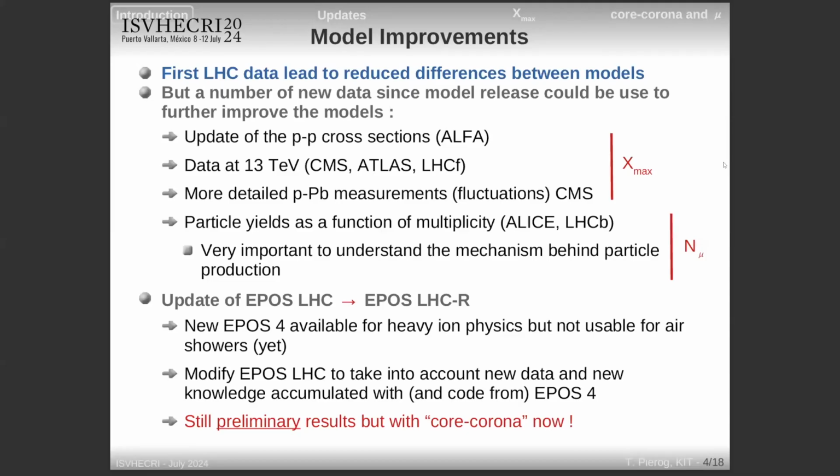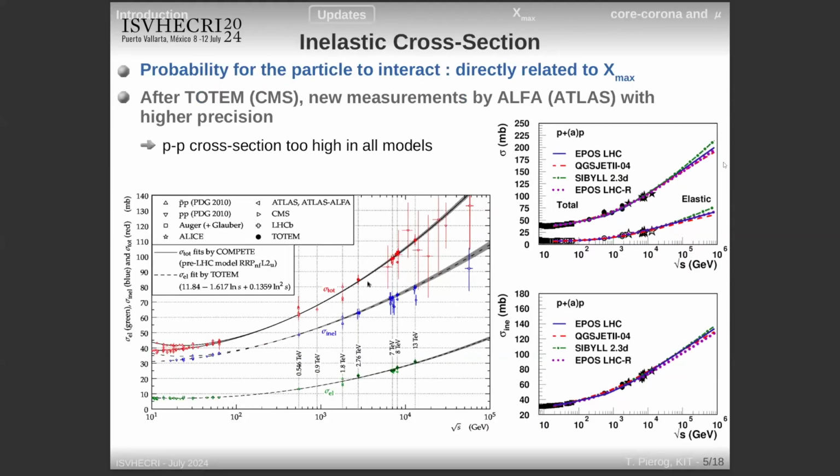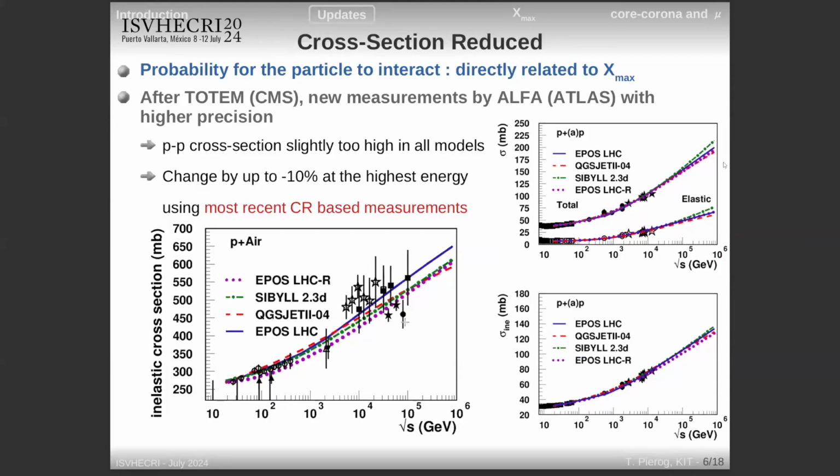So what I show today is still preliminary, but it for the first time includes the core corona for air showers. So I will maybe go quick on the first slides because I showed it already. The plot has been updated with the latest version, but it's the same. I fit to alpha data. The cross-section, especially the inelastic one, goes a little bit lower than before. So it has an influence for the extrapolation to high energy, but not that much.